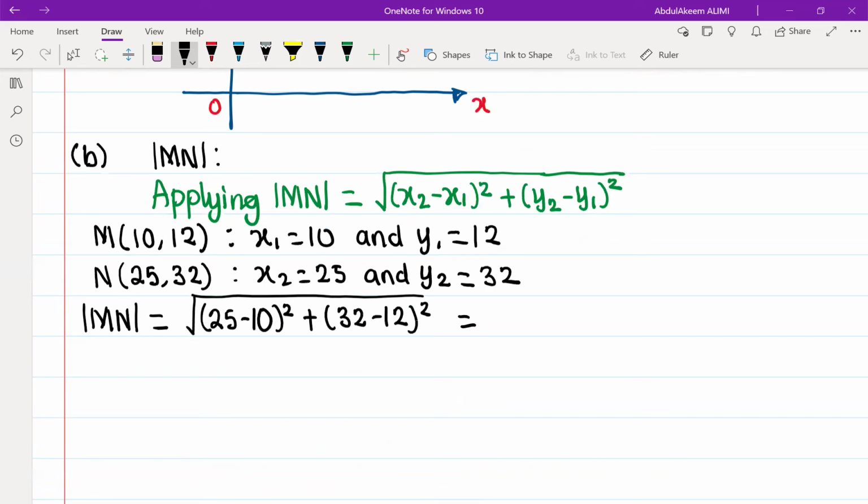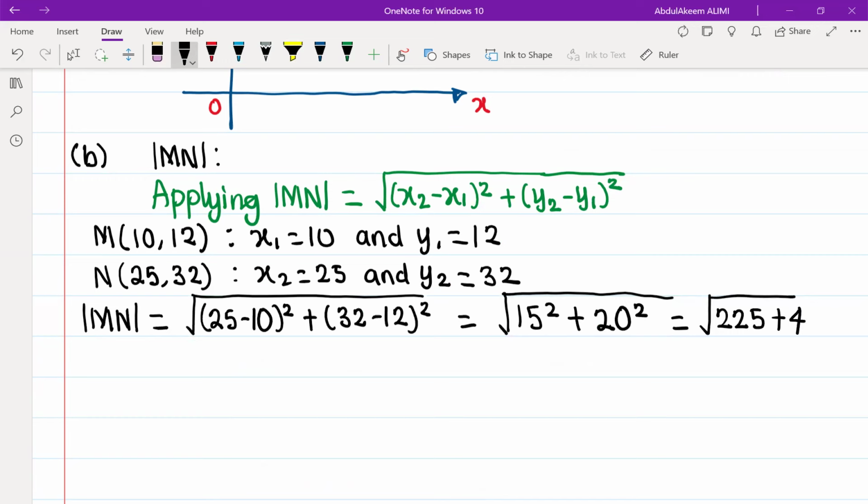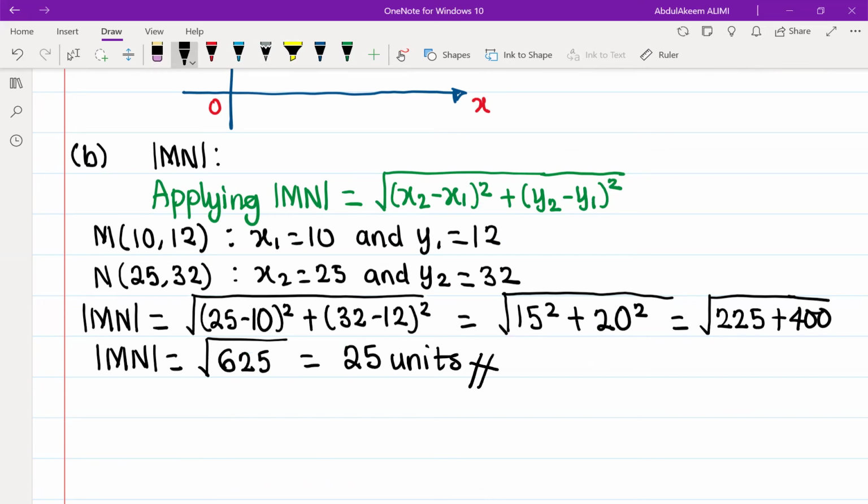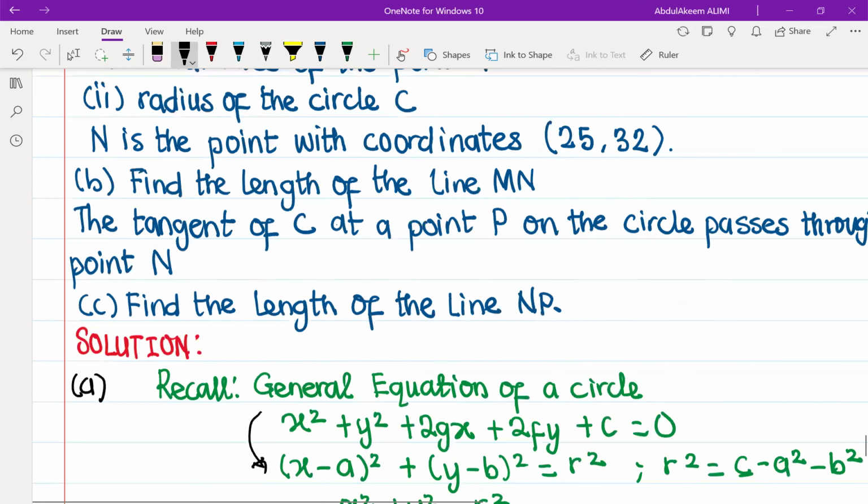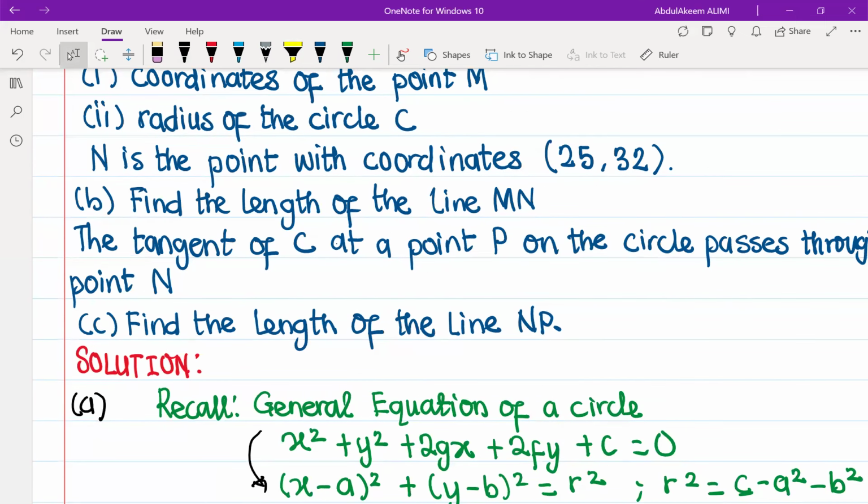So what do we have here now? I'll have this become the square root of, 25 minus 10 will give me 15 all squared plus 20 all squared. So I'll have this become 225 plus 400. So I have my line MN is equal to the square root of 625. And if I take the square root of 625, that will give me 25 units. So the length of MN is 25 units.